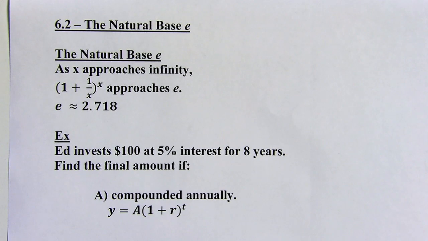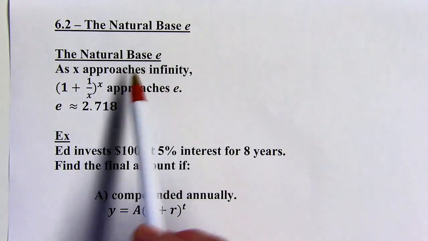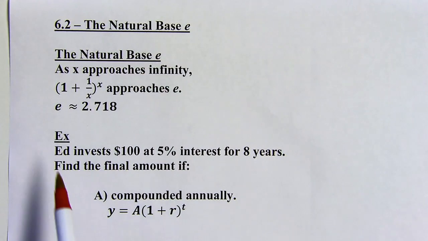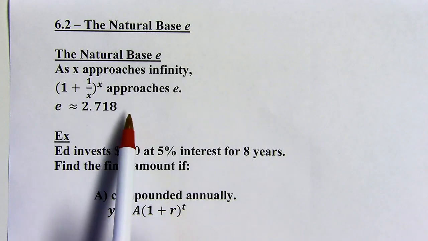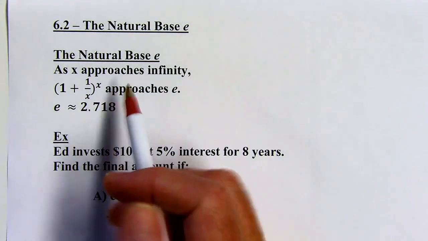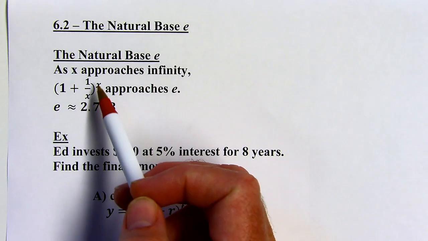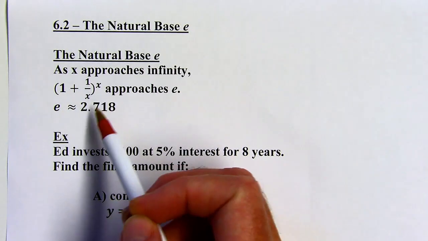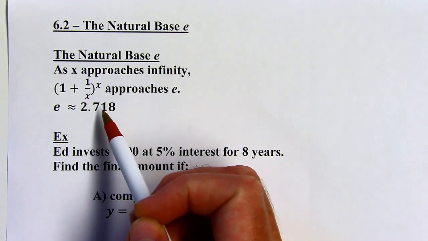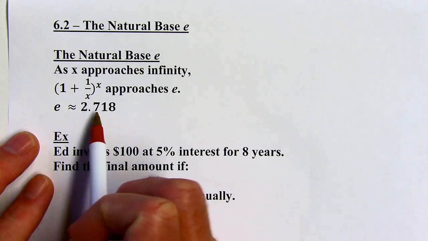Okay, here's 6.2, the natural base e. E is a very famous number in mathematics, kind of like pi. It has a value that's about 2.718. It comes from this little formula: as x approaches infinity, this whole value is going to be closer and closer to my 2.718 number. And this is just approximately 2.718.